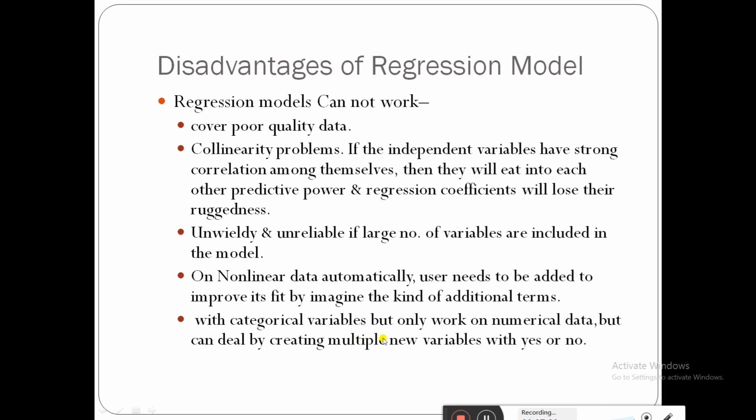A categorical variable only works on numerical data, but we can deal with it by creating multiple new variables with yes and no. If it is a categorical variable, we have to find some numerical variable of the data by creating multiple new variables like yes and no. These are some of the disadvantages. Okay, we have completed this regression. If you have any doubts, you can put them in the comment section.